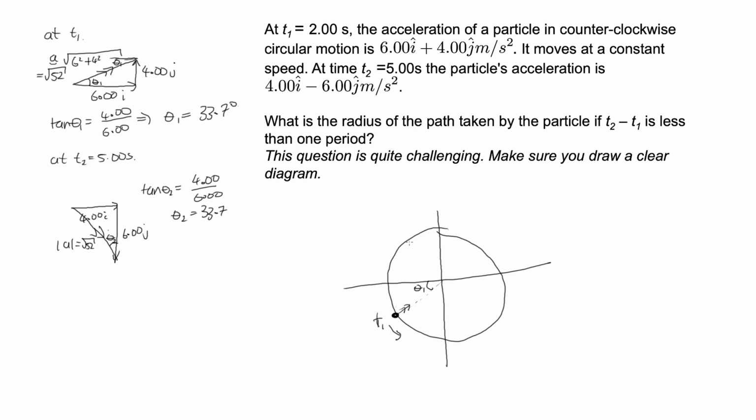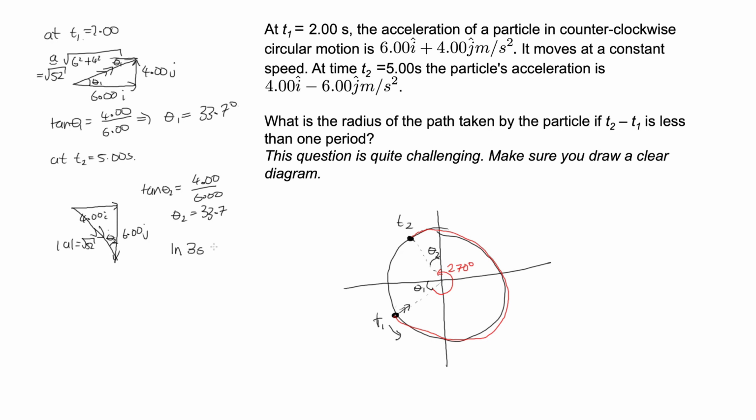Now, the acceleration goes towards the center of the circle. So the particle must be up here at t2, and the acceleration's down this way. So we've got this angle in here is theta 2. Now we're asked, what is the radius of the path taken by the particle if t2 minus t1 is less than 1 period? Okay, so we know that t1 is 2 seconds and t2 is 5 seconds. So it takes 3 seconds to go this far around the circle. Now, theta 1 and theta 2 are equal to each other. So hopefully you can see that if it's going from here to here, it's going through 270 degrees, 3/4 of a circle in the 3 seconds.